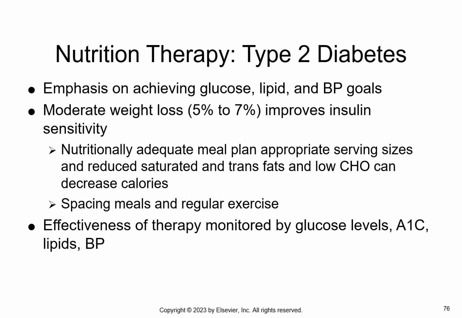adequate meal plan with appropriate serving size, a reduction in saturated and trans fat, lower carbohydrate can reduce calorie consumption. Spacing meals is another strategy that spreads nutrient intake throughout the day. A weight loss of 5 to 7% often improves glucose level even if desirable weight is not achieved.